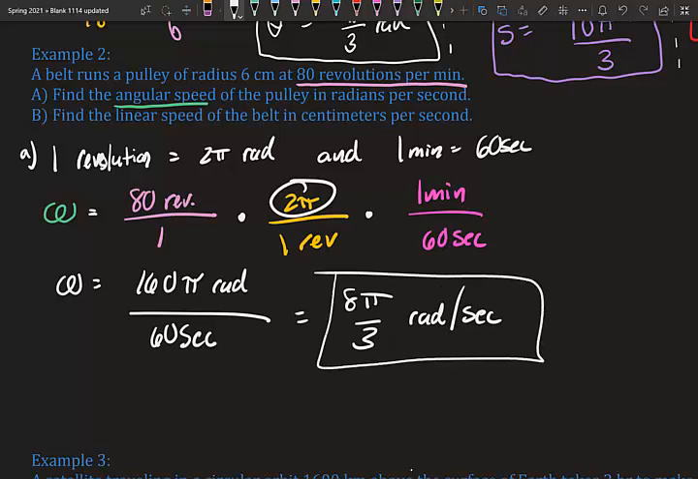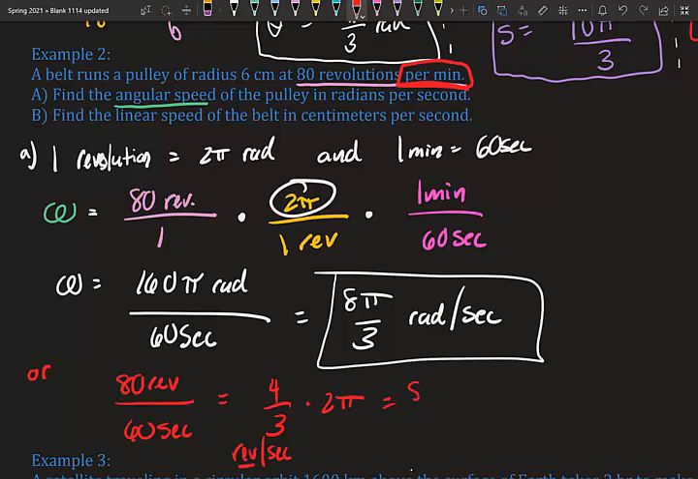Another way you could have done this, another way you can think about it, because we all think differently, I'll do it in red. You could have said, okay, 80 revolutions in 60 seconds, because it's 80 revolutions per minute, and a minute is 60 seconds. So that equals 4 over 3. So you have 4/3 of a revolution per second. A revolution is 2 pi, which gives us 8 pi over 3 radians per second.